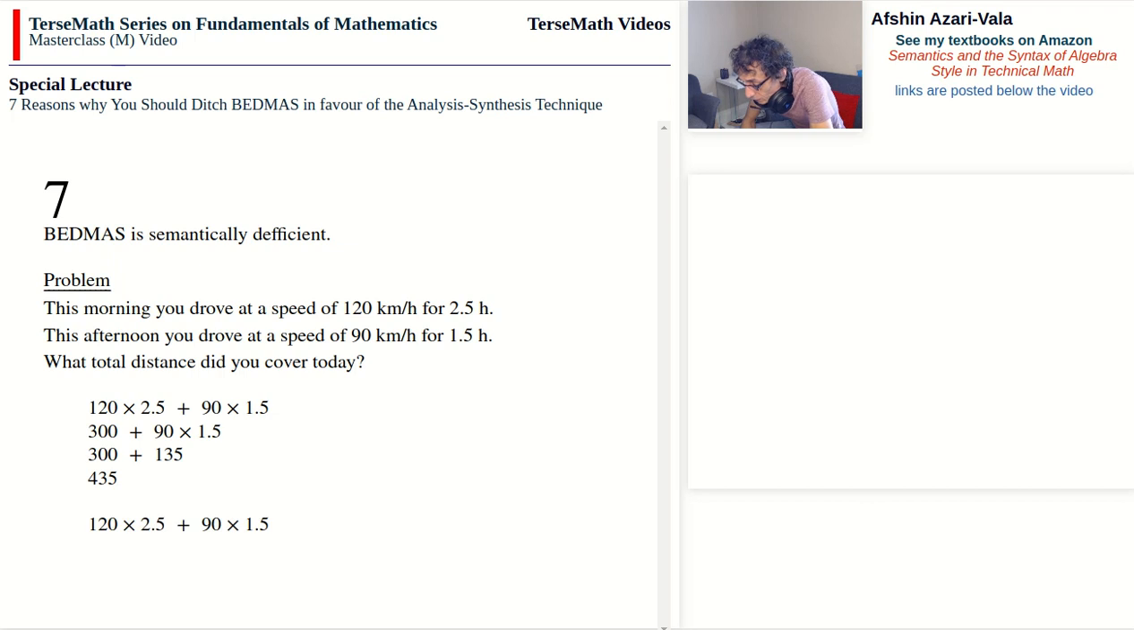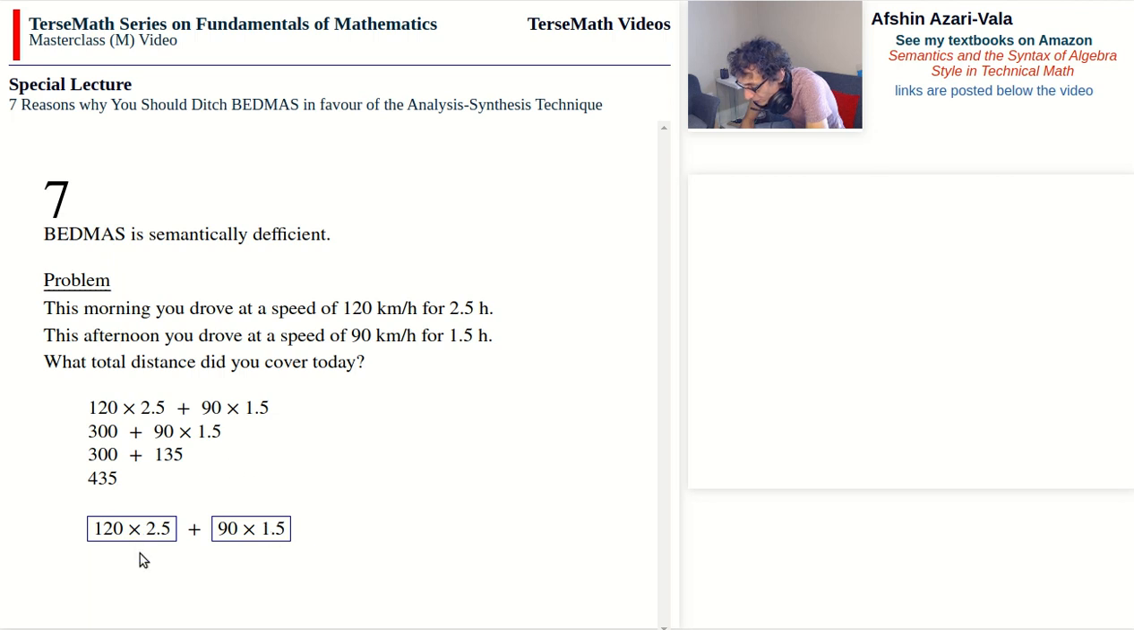Now, if we follow the analysis synthesis technique, then first of all, we would be able to write this down ourselves with a bit of practice. And then we would immediately see this as two terms. And if I can draw boxes around them, there we go. Term number 1, term number 2, broken up by addition. And we immediately know that we're adding these two.